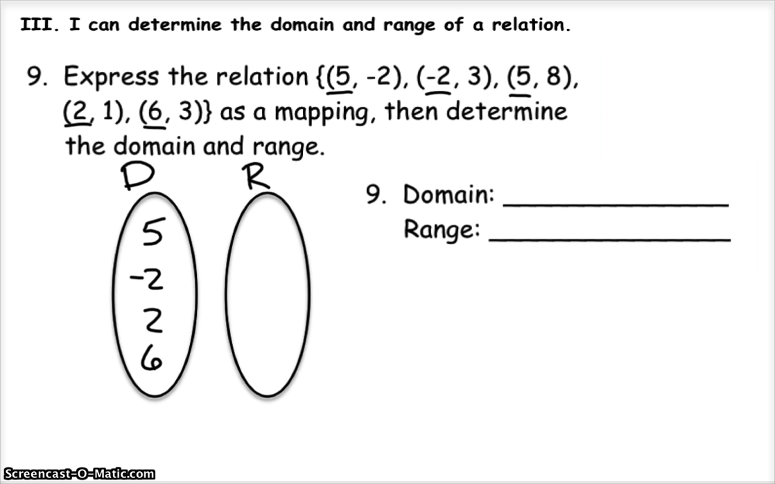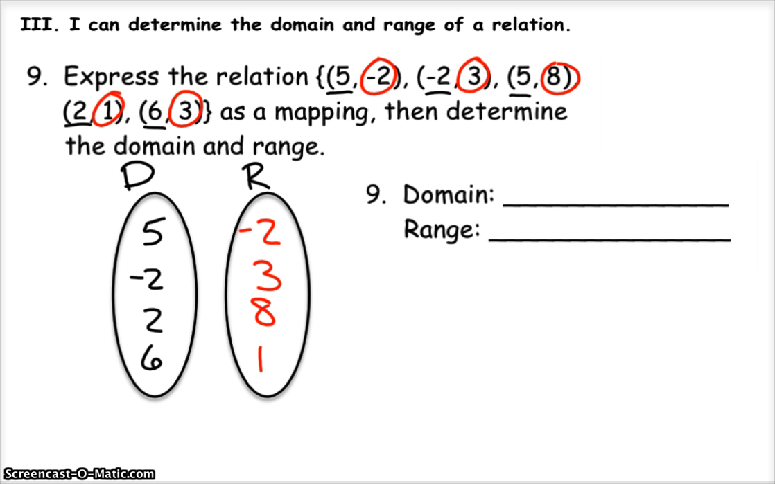Our ranges are our y terms. So we have a -2, a 3, an 8, a 1, and another 3. So again, just like with the 5, we're only going to put down the 3 one time. So we'll have a -2, a 3, an 8, and a 1.